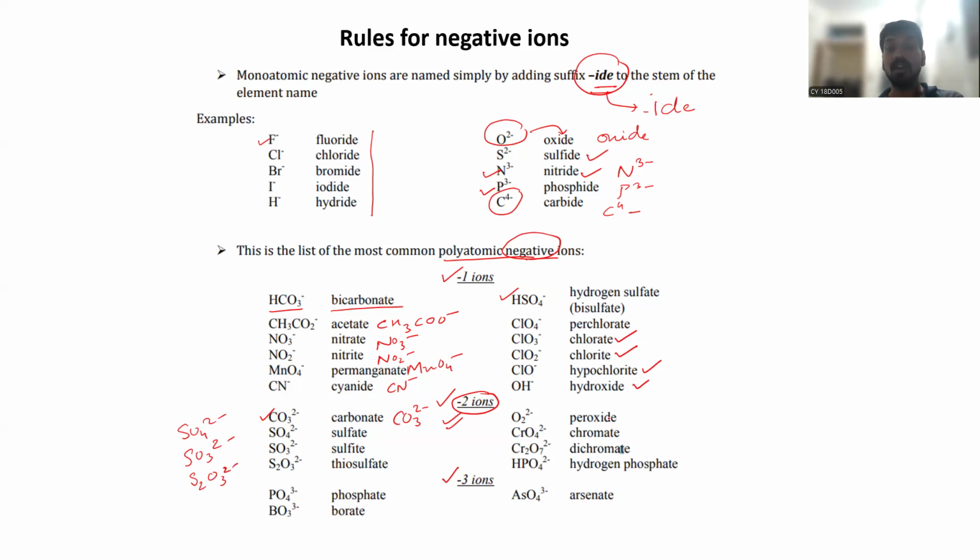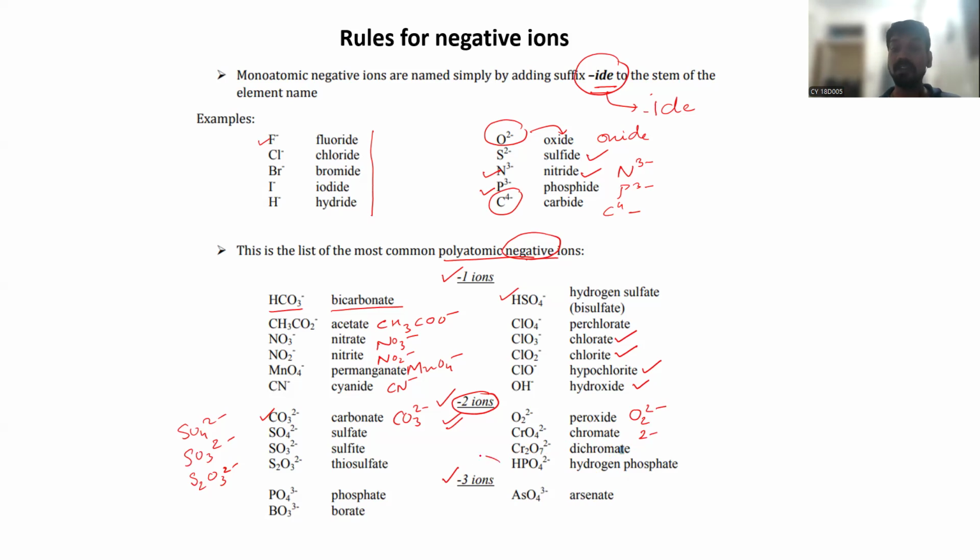Okay. Now peroxide. You have heard about hydrogen peroxide. Here you can see oxygen is having 2 negative charge. Chromate is having 2 negative charge, where CrO4 2 negative. Dichromate, read it for me. Exactly, Cr2O7 2 negative charge. Hydrogen phosphate, HPO4 2 negative.